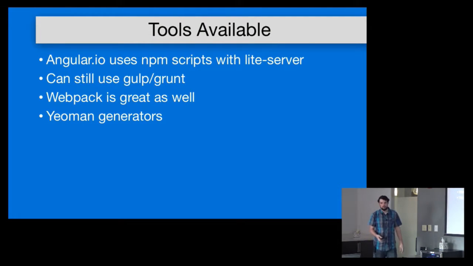And the tools that are available: Angular I/O uses just the npm scripts and Light Server, which is forked off of Browser Sync if you're familiar with that. It's nice because it has live reloading that you would expect from a JavaScript framework or tool. You can also use Gulp and Grunt, as well as Webpack, which a lot of examples seem to be using. But I still haven't found the best one that I like, so I'm trying to play around with a few of them and find the one I like the best. Then let's get to the demo.